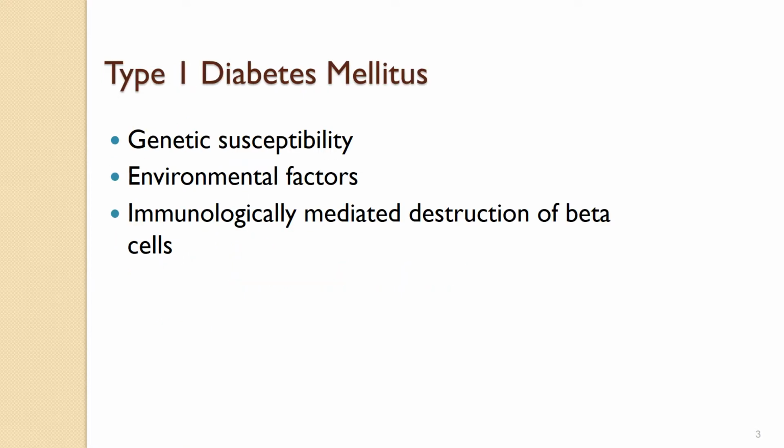So type 1, there is a theory that genetic susceptibility is common. However, there is no strong evidence suggesting that, but of course some patients will be genetically susceptible and may develop this. Usually there is some kind of trigger, such as an illness, viral disease, or even autoimmune disorder that may start the destruction of beta cells, and this is usually immunologically mediated.